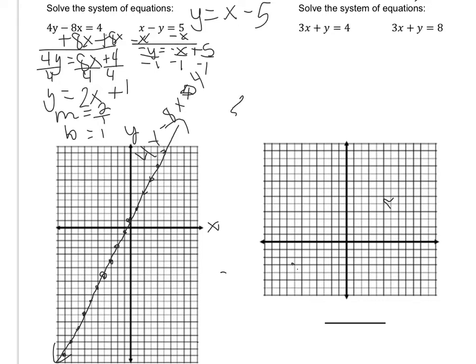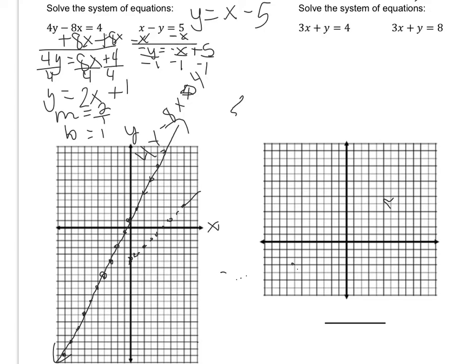So I'm going to plot my y-intercept first at negative 5. 1, 2, 3, 4, 5 right here. And this one has a positive 1 slope, so it's going to go uphill, up 1 over 1. So right there. You guys will have a much easier time doing this on your paper with your pencil. So it's going to go like that. 1, 2, 3, 4, 5.